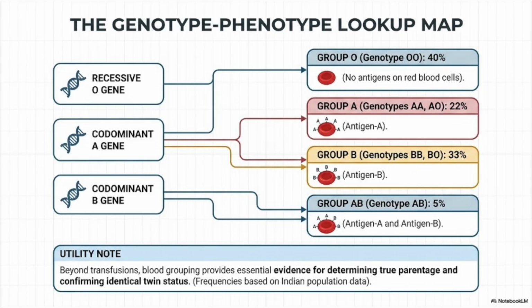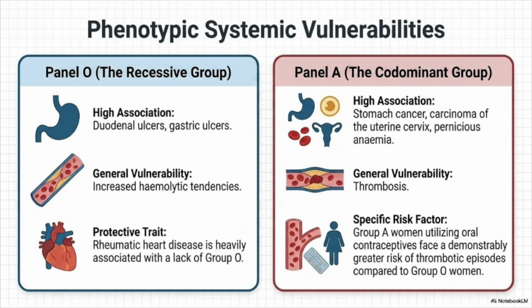Beyond transfusions, blood grouping also provides essential evidence for determining true parentage and confirming identical twin status. Different blood groups also carry different systemic vulnerabilities. Group O, the recessive group, shows a high association with duodenal and gastric ulcers, a general vulnerability to increased hemolytic tendencies, but interestingly, rheumatic heart disease is heavily associated with a lack of Group O, suggesting a protective trait.